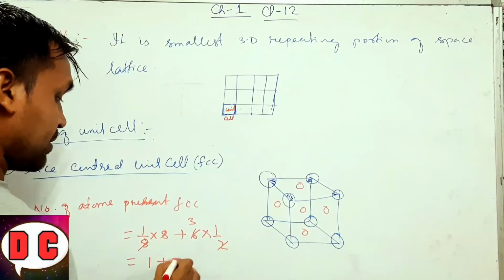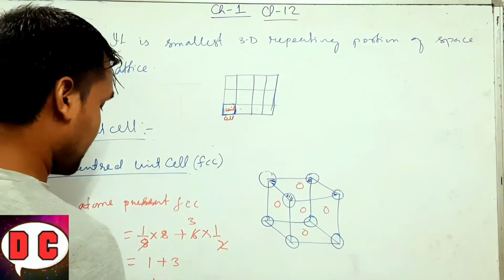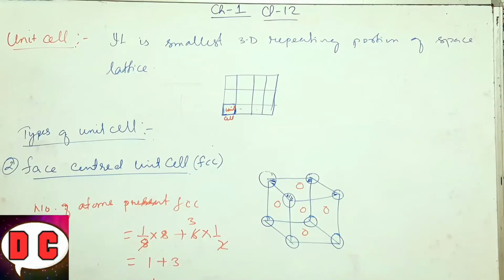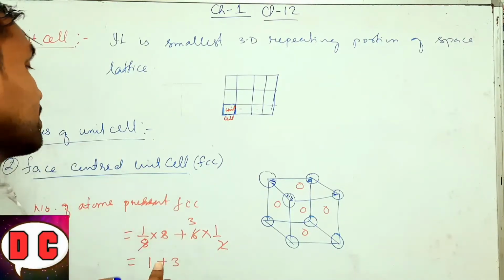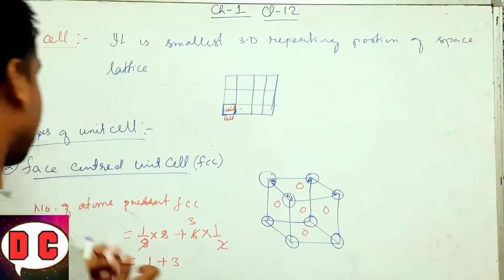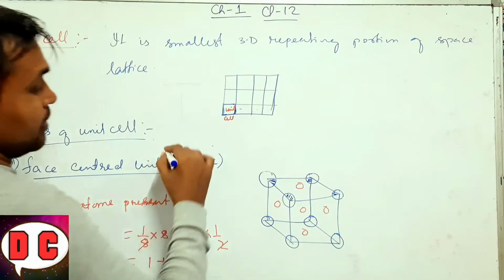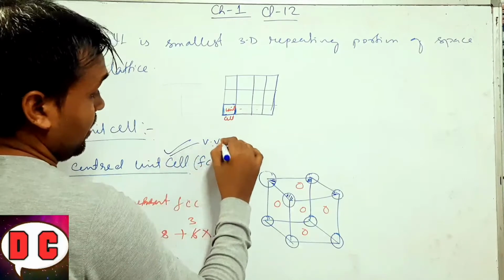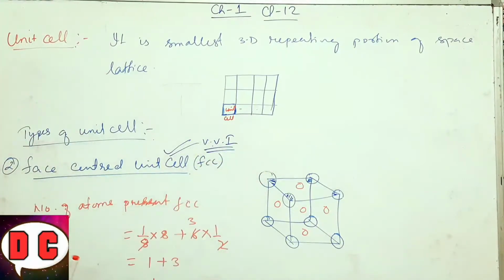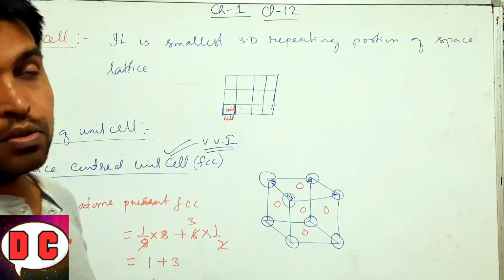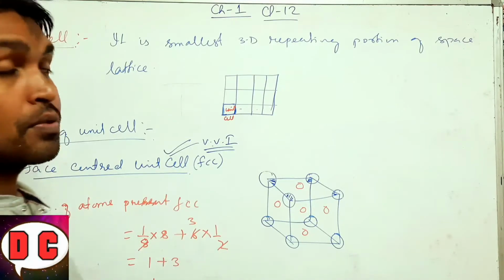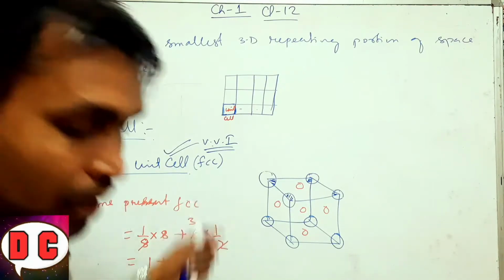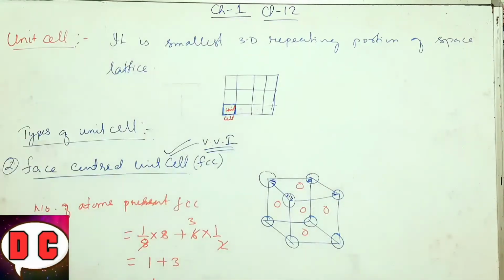So 1 plus 3. So total number of constituent particles there, students, or total number of atoms in FCC will be how much? 4. It generally comes in your NBSE exams for 1 mark. Choose the correct. This is very important. Okay, very important, dear students. You should remember, in the numerical problem also it will be helpful to us. So that's why it becomes very important for us to remember it. Okay. Now pause the video and you can take it down.